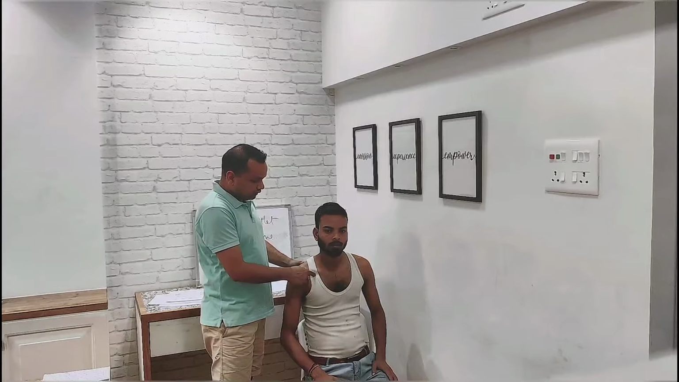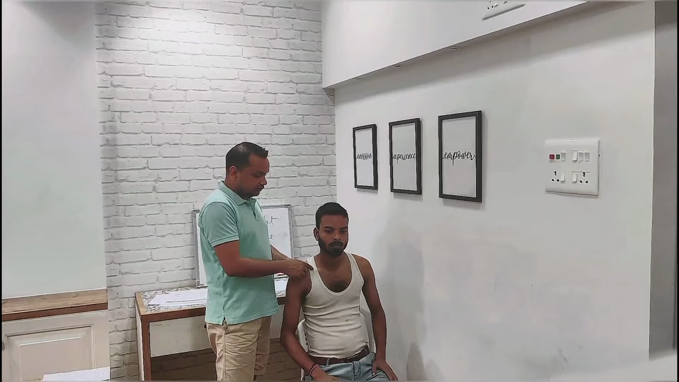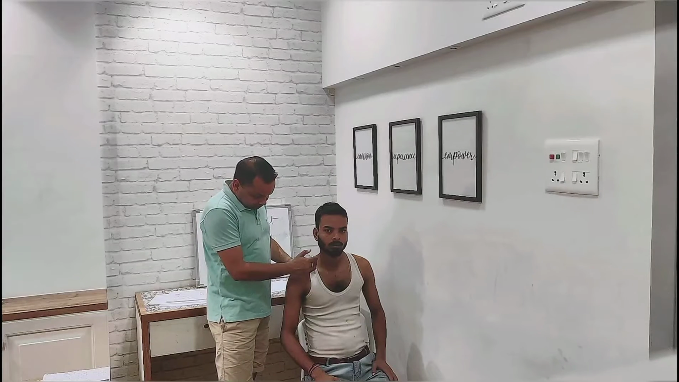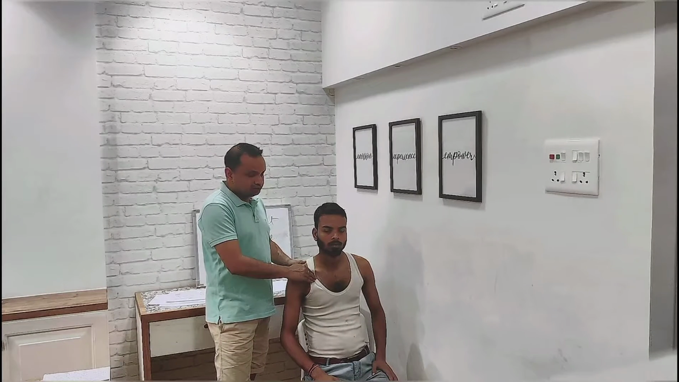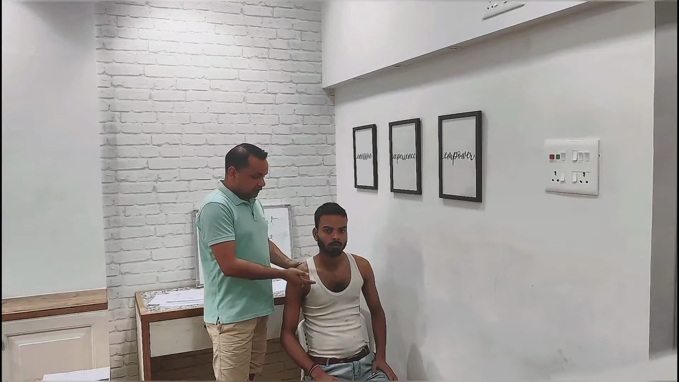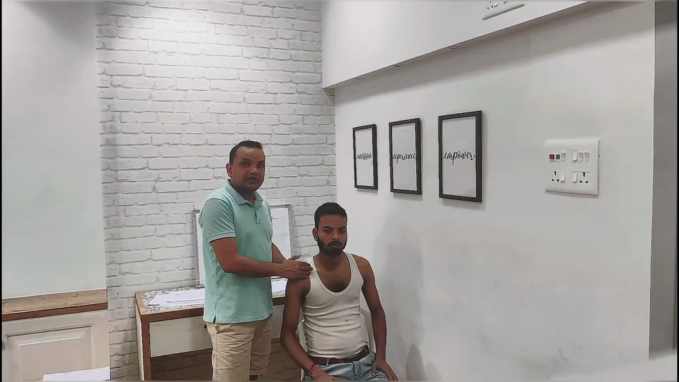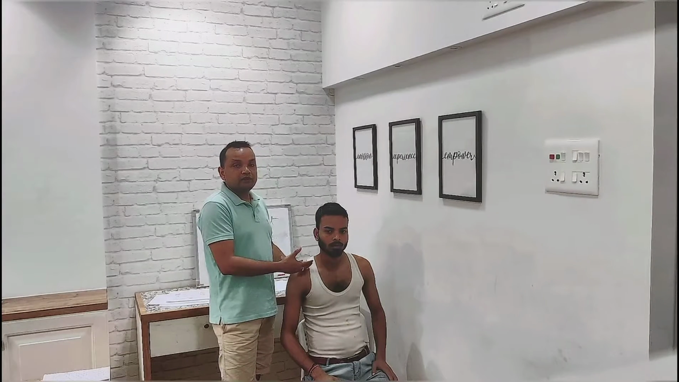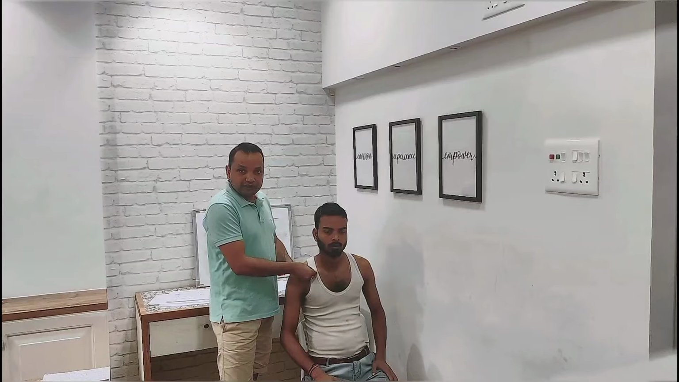The second type is the costoclavicular. Costo means the rib, the first rib, and clavicular, the space between. If the clavicle is fractured or the clavicle goes down and impinges on the first rib, then the structures will be compressed. Or sometimes the first rib is brought up, as we see in labored breathing, when there is a respiratory problem and the person is using the accessory muscles to breathe. Then the first rib comes in contact with the clavicle and the structures are compressed.